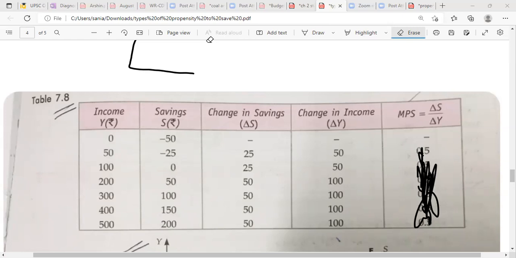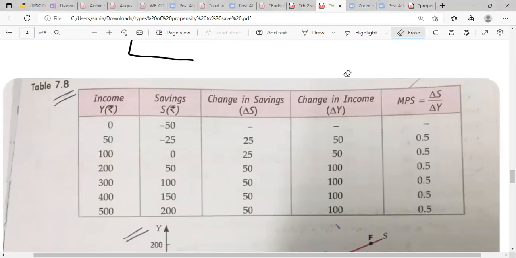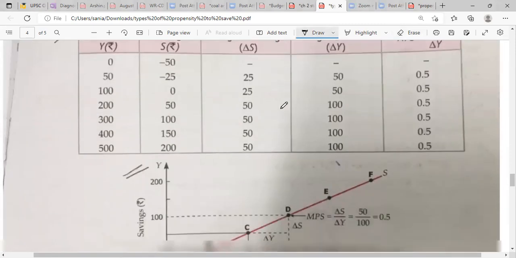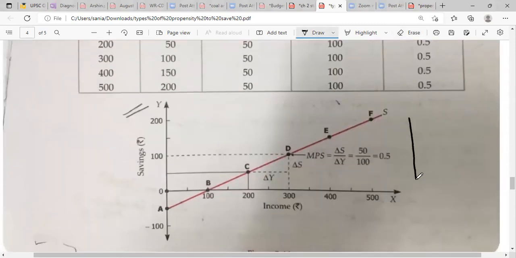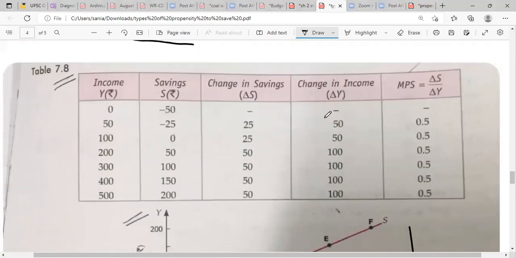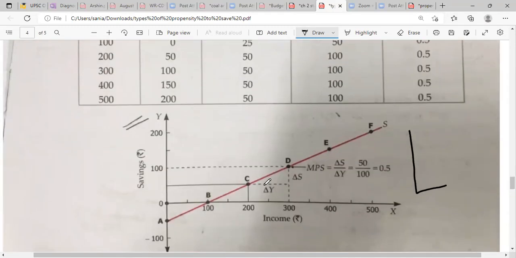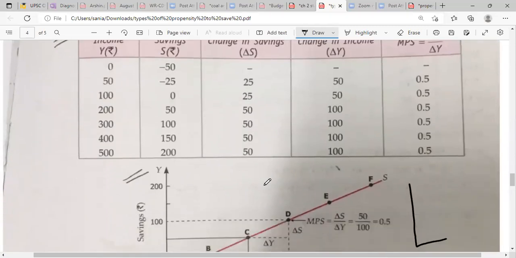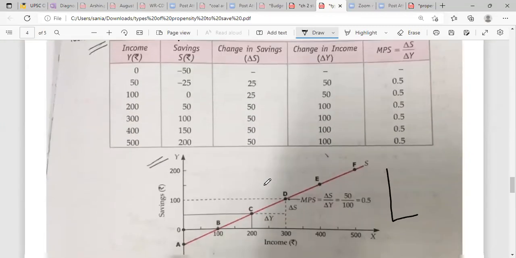Done, ma'am. So I hope you got the answer 0.5. Yes, ma'am. Now you will be drawing the graph. Okay. So here you can see you have negative. So you will be drawing income and saving. These two. Okay. So you have the saving negative one. So quickly you can draw it. Okay. Yes, ma'am.